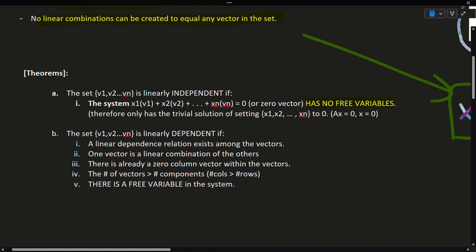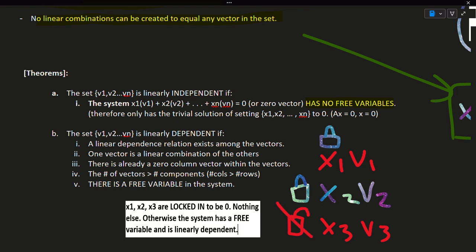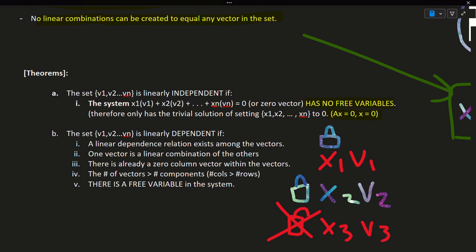Now let's look at the theorems. For theorem A, the set v1, v2, all the way to vn is linearly independent if the following system has no free variables. You don't want any free variables. They all have to be basic. And if there's only basic variables, then the only solution is the trivial solution, where you just set all of the x1, x2, all the way to xn equal to 0. You want that to be true for a set to be linearly independent.